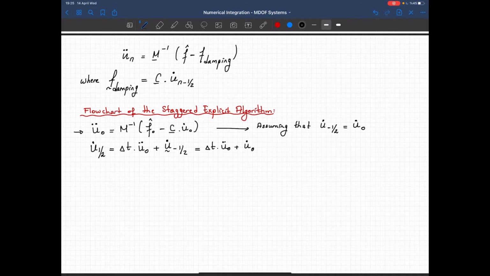Then I can calculate the displacement u1 as equal to delta t multiplied by the velocity at the half time step, plus the initial displacement. So for the first time step, we get everything. We have the acceleration, we have the displacement at the next time step, and I know the velocity at the half time step. Now I can calculate F1.